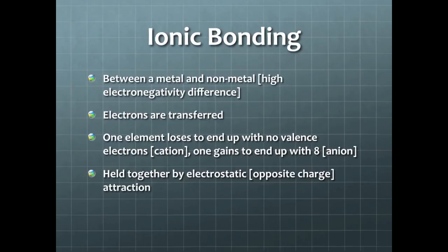Your higher electronegativity element, which is going to be your non-metal, is the one that tends to end up with all the electrons because it's got a much stronger pull. Your ions are then going to be held together by what's called an electrostatic attraction, or they're held together because one's got a plus charge and one's got a minus charge.